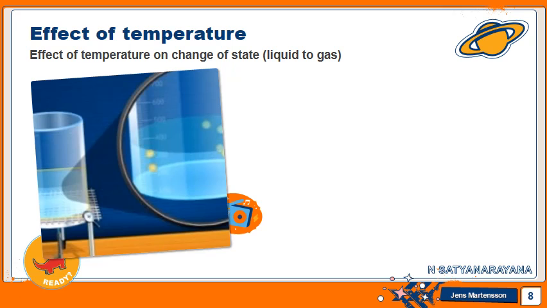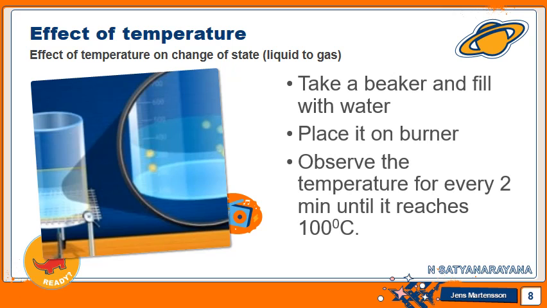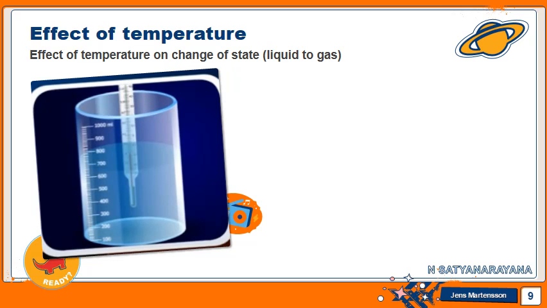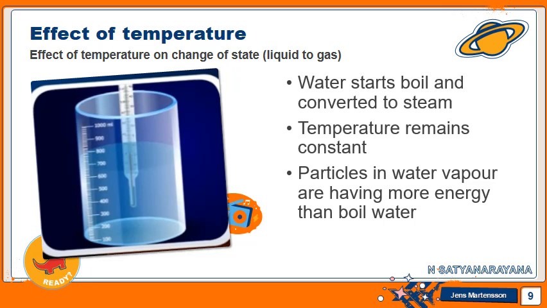How? Take the same water in a beaker and put it on a Bunsen burner or spirit lamp, and observe the temperature every 2 minutes until it reaches 100 degrees centigrade. The 0 degrees centigrade water slowly rises in temperature. After 8 or 10 minutes, it reaches 100 degrees centigrade. Note down your observations. The temperature increases and slowly the liquid becomes gas. That means water becomes water vapor. So at what temperature does water start boiling?